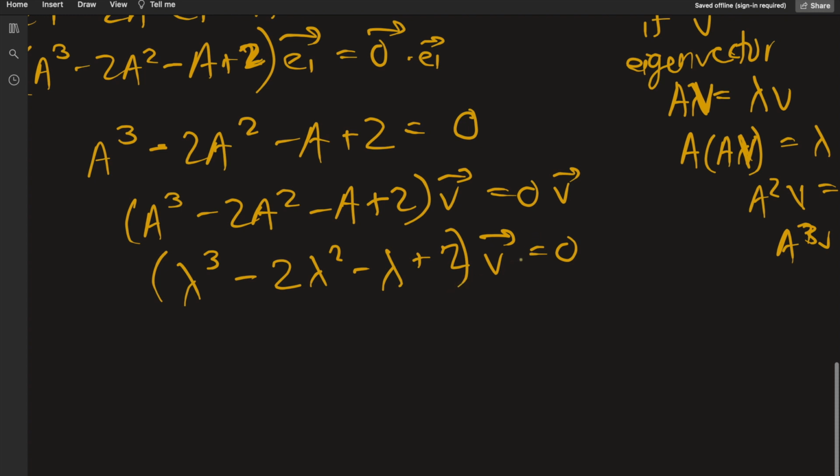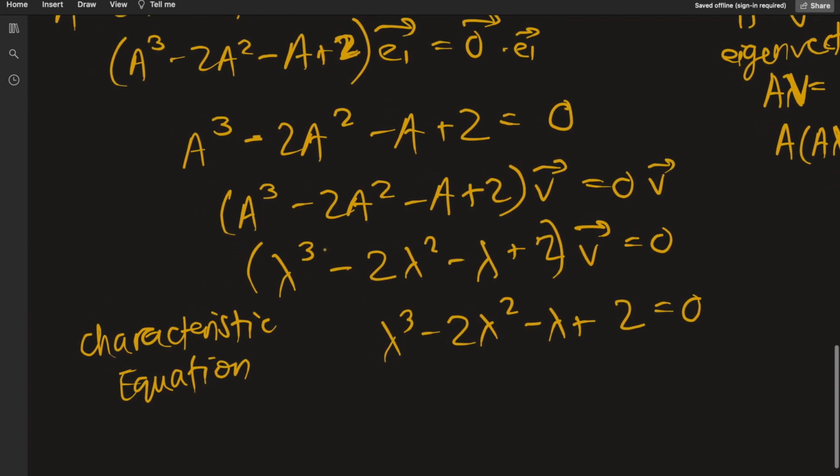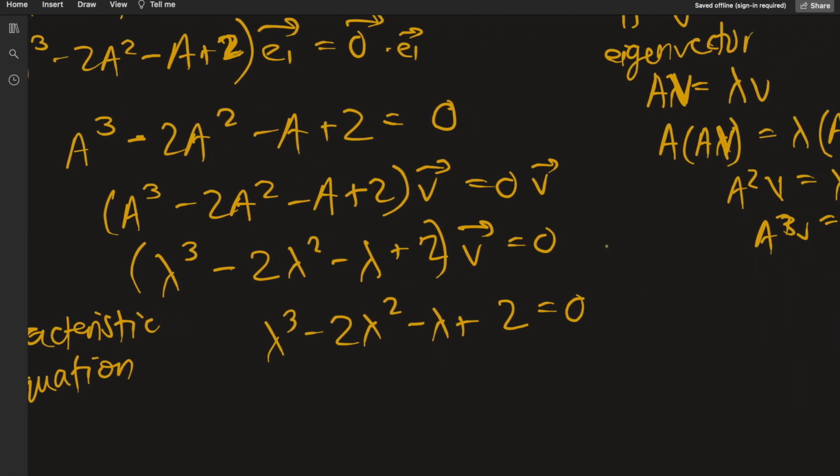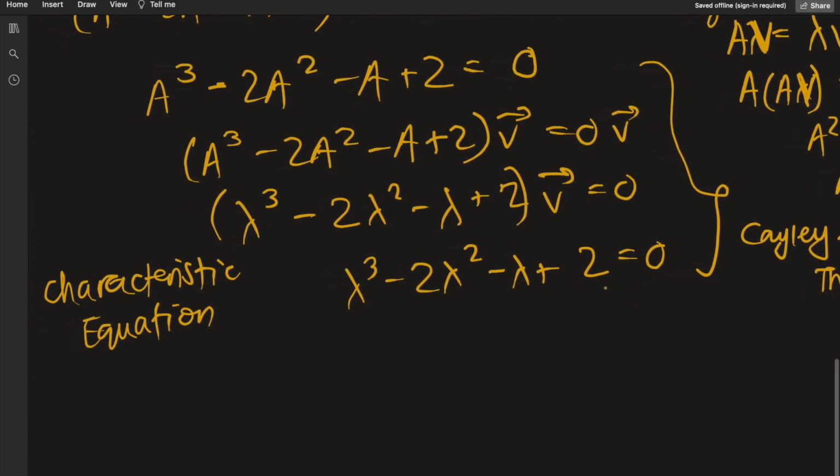Now since v is not 0, because we don't want trivial cases for our eigenvector, that means lambda cubed minus 2 lambda squared minus lambda plus 2 is equal to 0, and this indeed is our characteristic equation. You can check this by solving the problem with the first traditional method; you'll end up with the same characteristic equation. And the best part is, look at how these lambdas and A's are interchangeable. That is encompassed in a theorem called the Cayley-Hamilton theorem, and what I've done here is a very heuristic, informal proof of it.